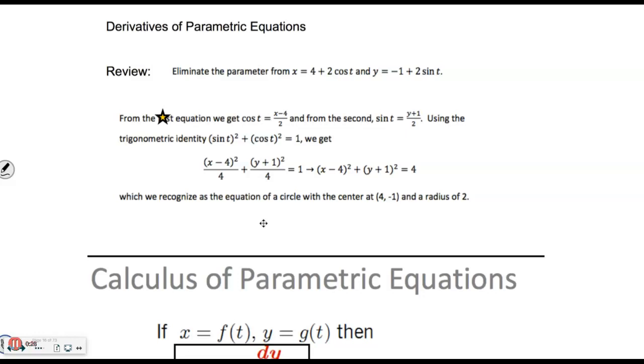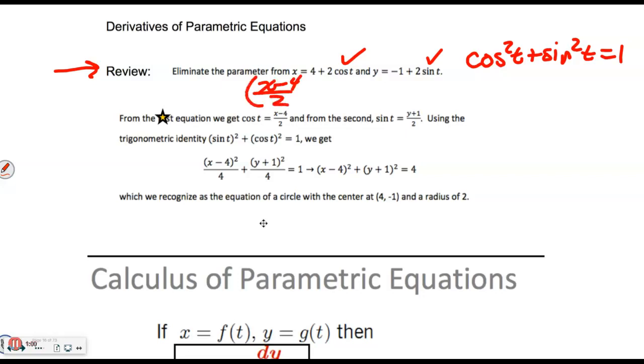And just to remind you how to eliminate the parameter when it's tricky. I won't have you do that more than once on the test because it's actually the pre-calc of it. But remember I said when it's tricky, you should use the fact that cosine squared plus sine squared is equal to 1, and write these each in terms of cosine and sine. So for this one, I go (x minus 4) over 2 is cosine, and then I square it. And for the next one, (y plus 1) divided by 2 would be sine, and I square it and set it equal to 1.